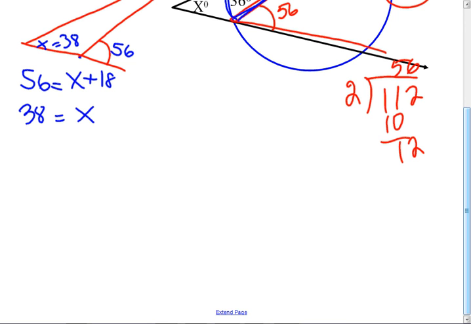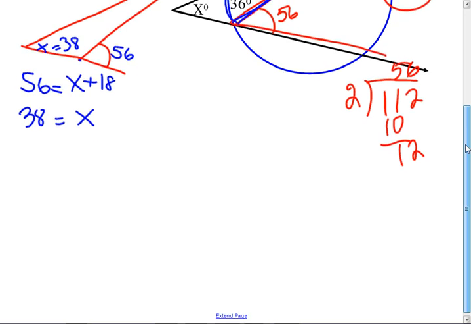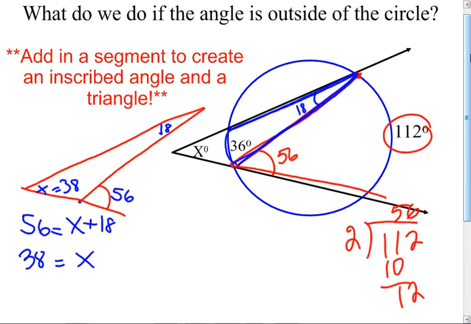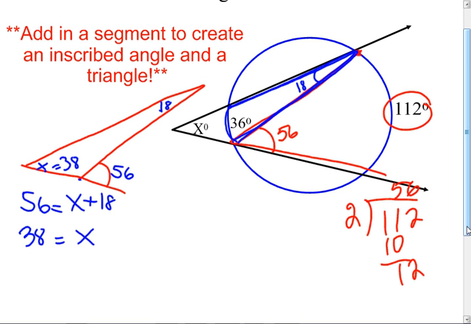Okay, do you see how I drew what we call auxiliary lines? I drew a line in here so I could get inscribed angles. At least I think this one was easier to see than the other one. Now, if you want to know what the theorem is, to do this quickly and easily: if the angle is outside the circle, x is 1/2 of the difference of these two arcs.